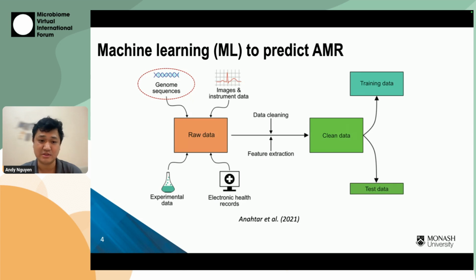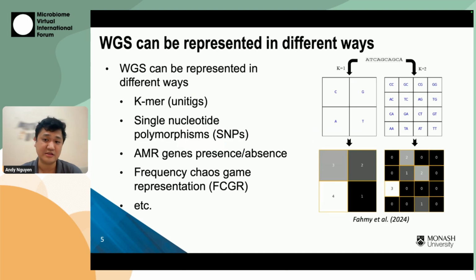Because of that, we are using whole genome sequencing data to train machine learning models to predict AMR in Pseudomonas aeruginosa. However, we identified some gaps in the literature regarding the way we develop machine learning models. The most important thing is that whole genome sequencing data is very high dimensional. For example, with Pseudomonas, a whole genome can contain roughly 6 million nucleotides, which means whole genome sequencing data can be represented in many different ways.